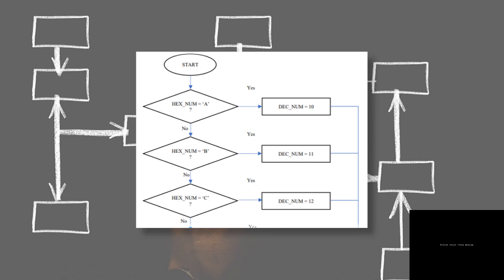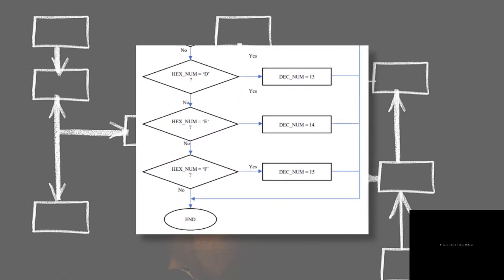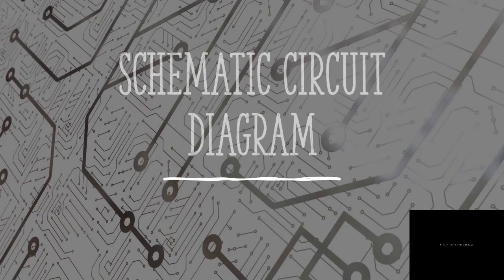This is also the same for the hexadecimal number equal to C, so the decimal number is 12, and then it will go on until the hexadecimal number F. So this is question 1. For question 2, I will be presenting the schematic circuit diagram for the multiplex LED applications.